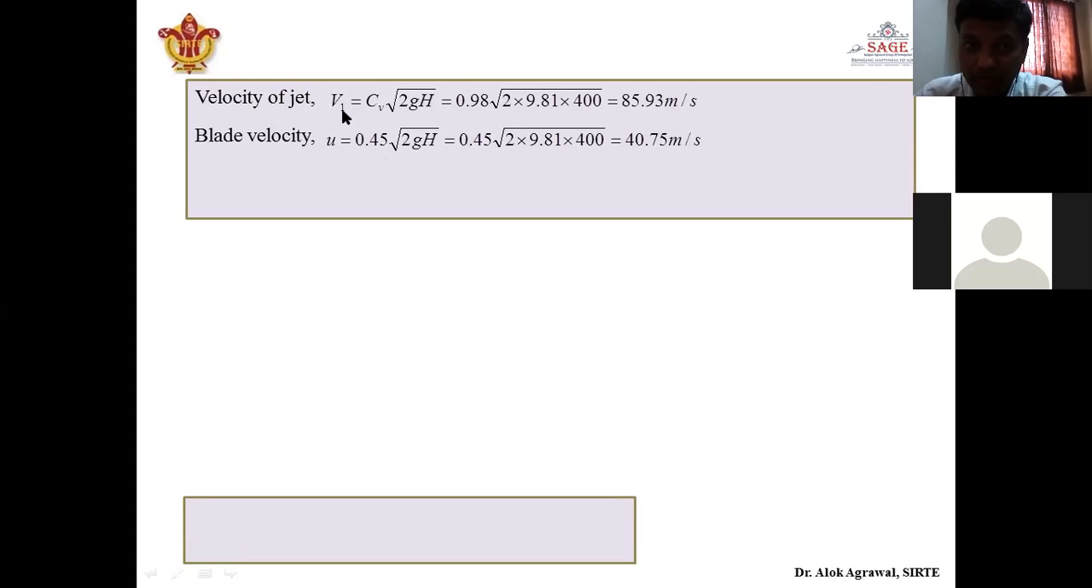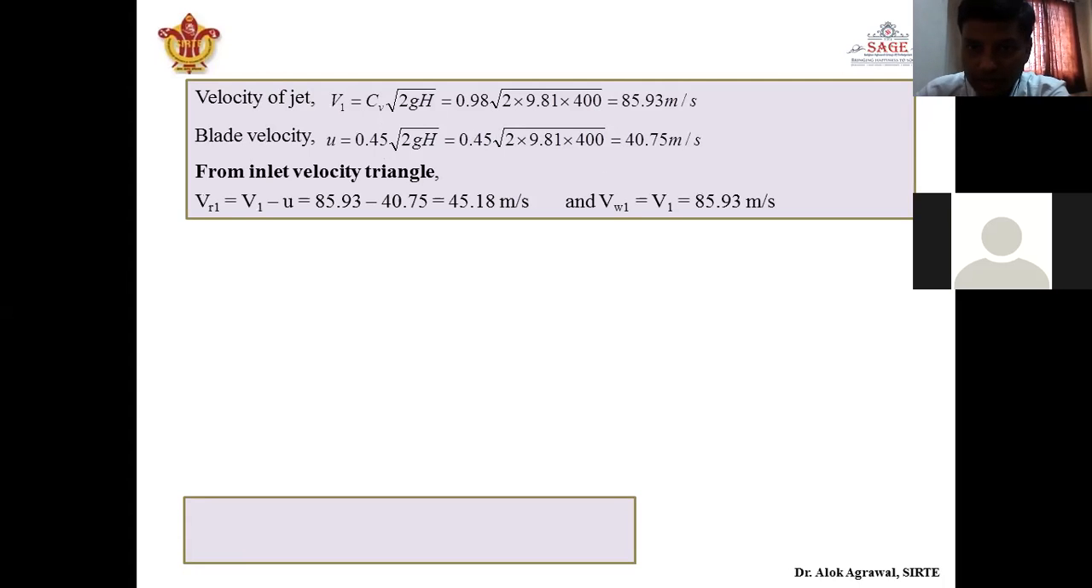From the inlet velocity triangle, we have VW1 equal to V1, which we have already found, because the inlet velocity triangle is a straight line. So VW1 is 85.93 meter per second. And VR1 is the difference between jet velocity and blade velocity, so it is 85.93 minus 40.75, and we get VR1 as 41.5.